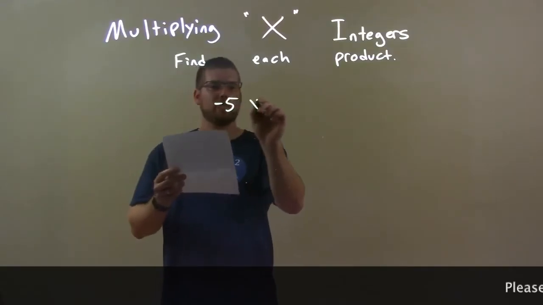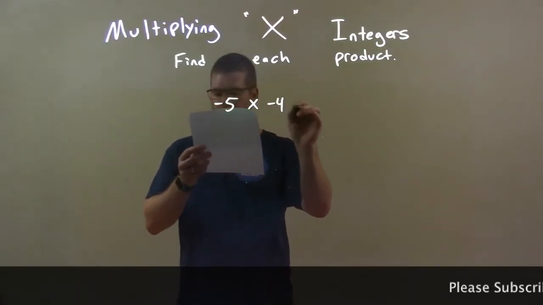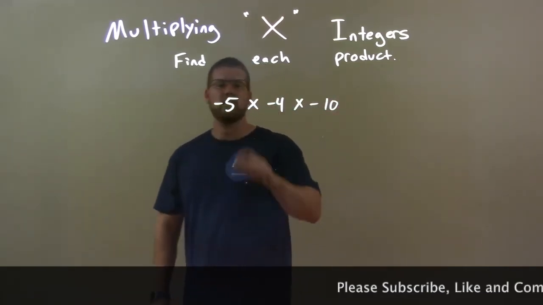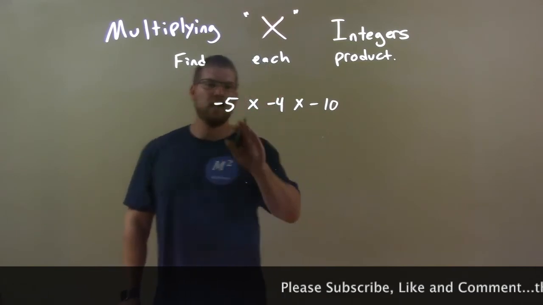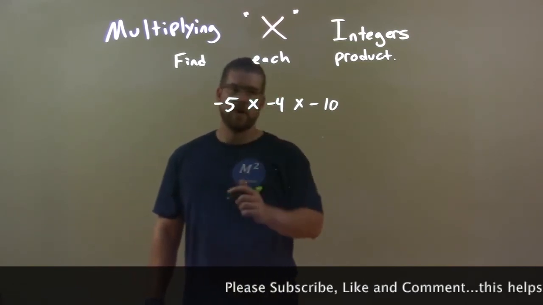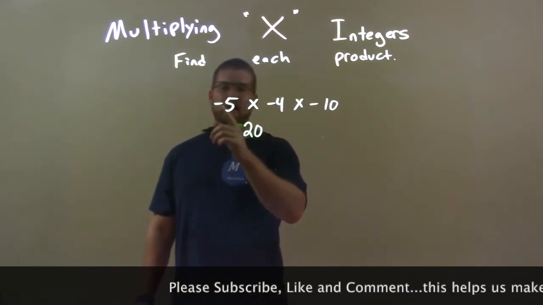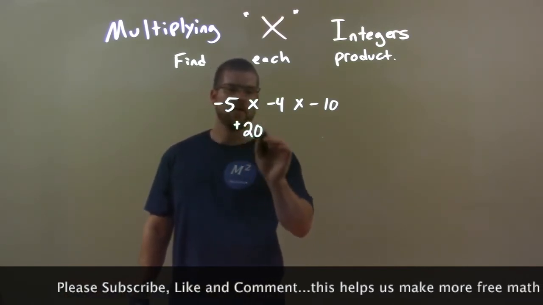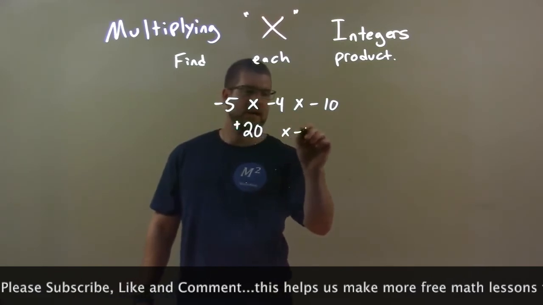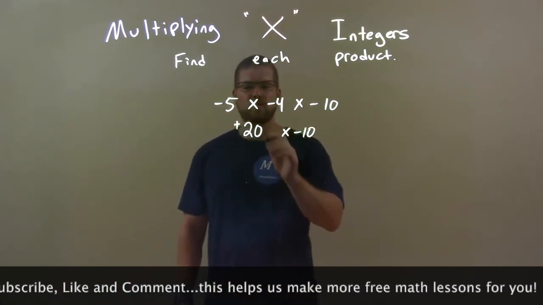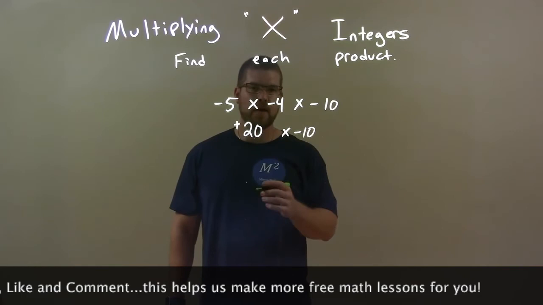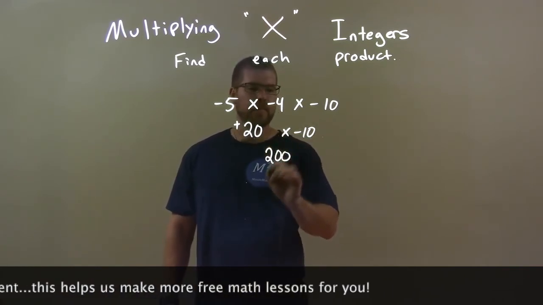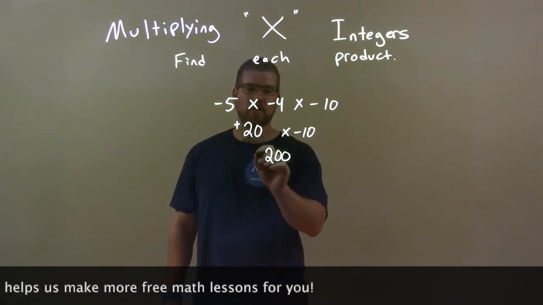Negative 5 times 4, negative 4 times a negative 10. Well, let's first deal with negative 5 times negative 4. 5 times positive 4 is 20. And a negative times a negative is always a positive. Okay? Positive 20 there. Bring down the negative 10. So 20 times a positive 10 is 200. Okay? So we have 200 there. And a positive times a negative is always a negative.